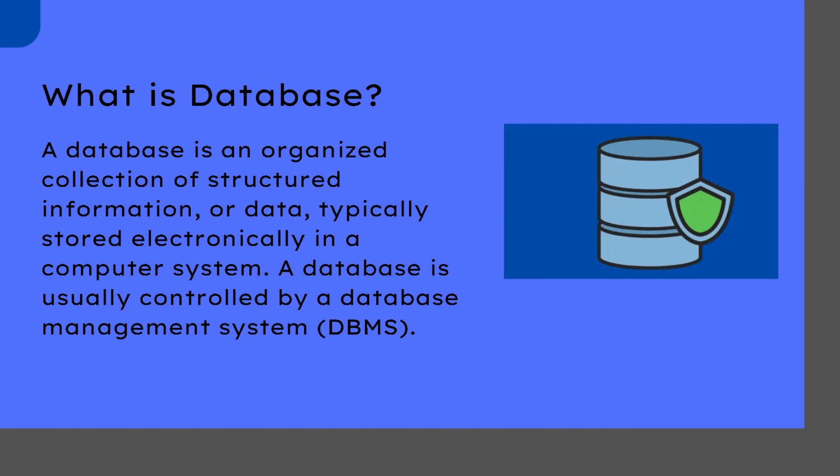So guys, what is database? Based on the definition, a database is an organized collection of structured information or data typically stored electronically in a computer system. A database is usually controlled by a DBMS, basically database management systems. So that was the basic definition of what is database. It is used to store the collection of information. Let's move on to the next slide.